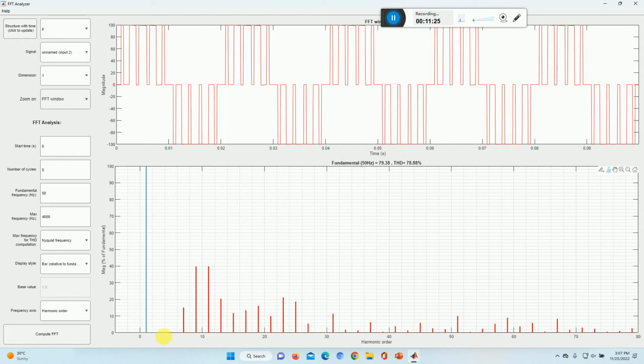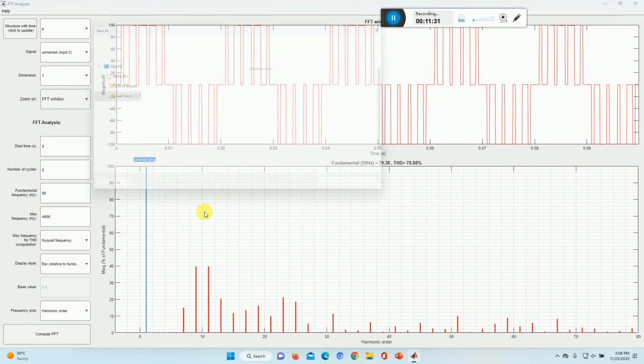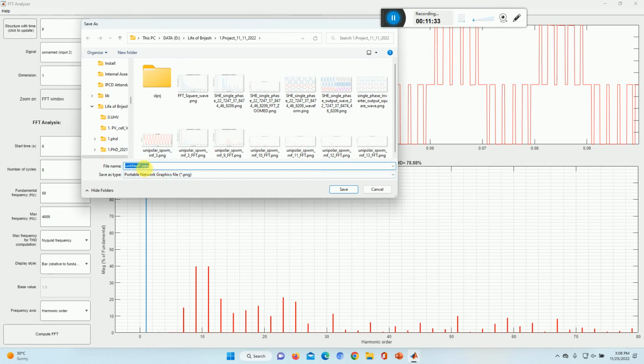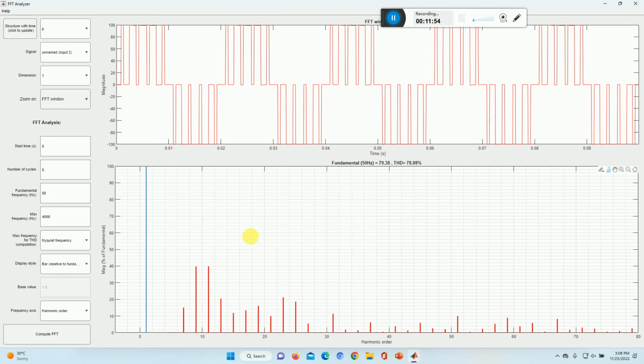So 3 and 5, these two are not there. So we can save this data here also, and we can save it by mentioning the save as unipolar SHE, and we can keep the modulating frequency equal to 5. This is what we have. We should keep it safe for our project report.